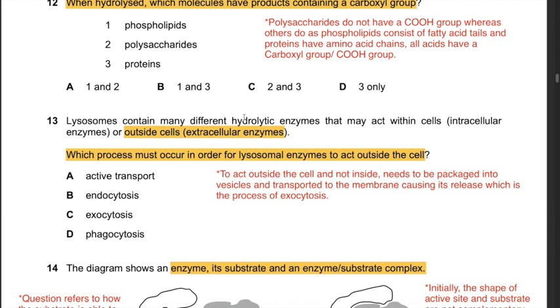Therefore, since phospholipids consist of fatty acid tails and proteins are made up of amino acids, they do contain a carboxyl group as they are all acids. Hence, the answer is B, 1 and 3. Polysaccharides do not have any acid chains in them, therefore do not have a carboxyl group.